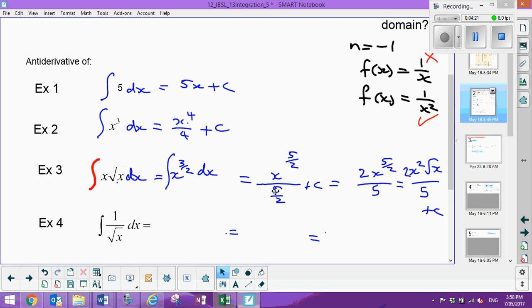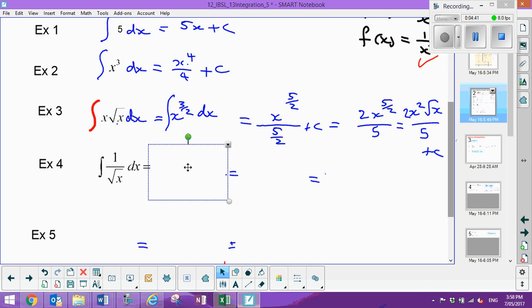Bring our fraction in the denominator up so it's 2 over 5, and then turn this back into root x's. This is acceptable as your final answer in an IB exam. This is just making it nice to turn it back into how we got it. We started with a root x, and it's nice to finish with a root x.